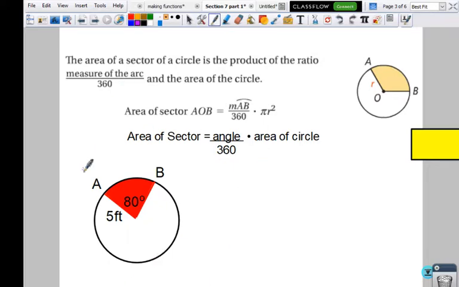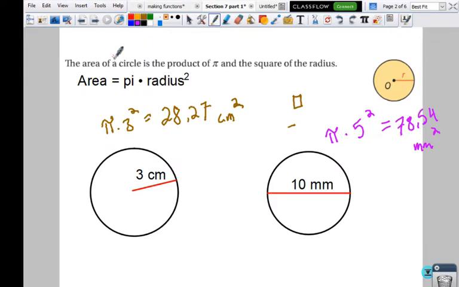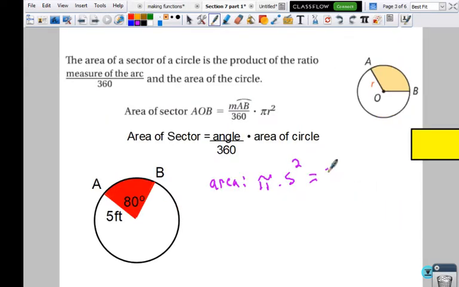So if I'm going to find the area of sector AB on here, I first need to find the area of the circle. So my area is going to be pi times 5 squared, because I have my radius, right? And we actually just did this one, right, on this last problem. Sometimes these kind of repeat, so keep in mind. 78.5. So 78.54.